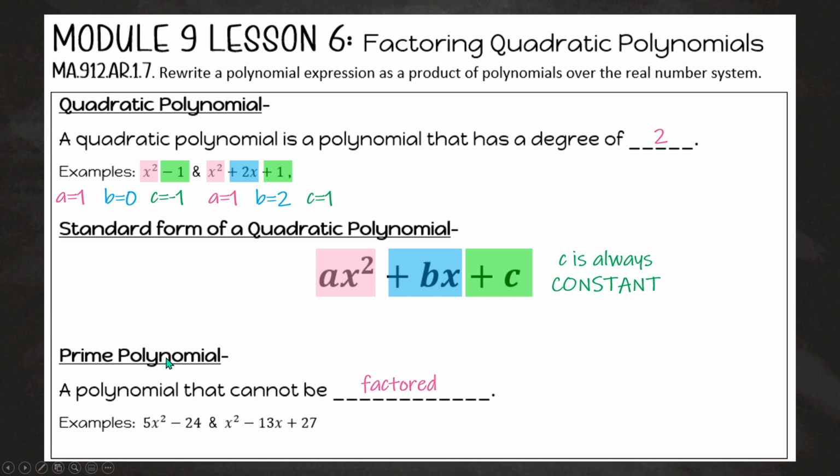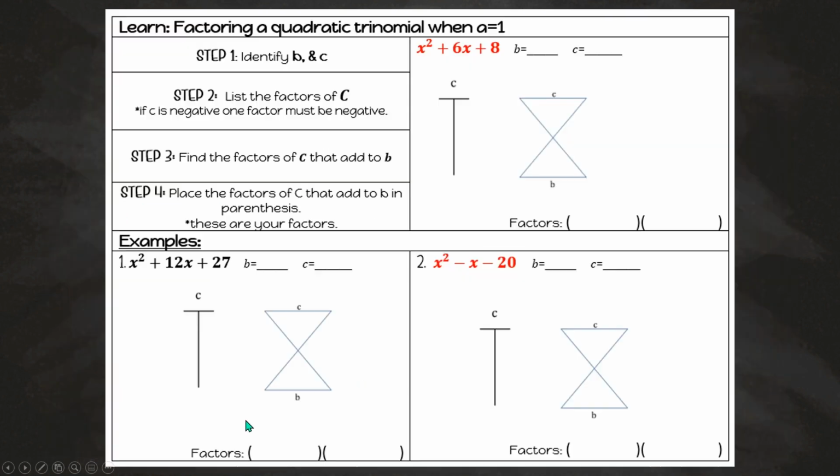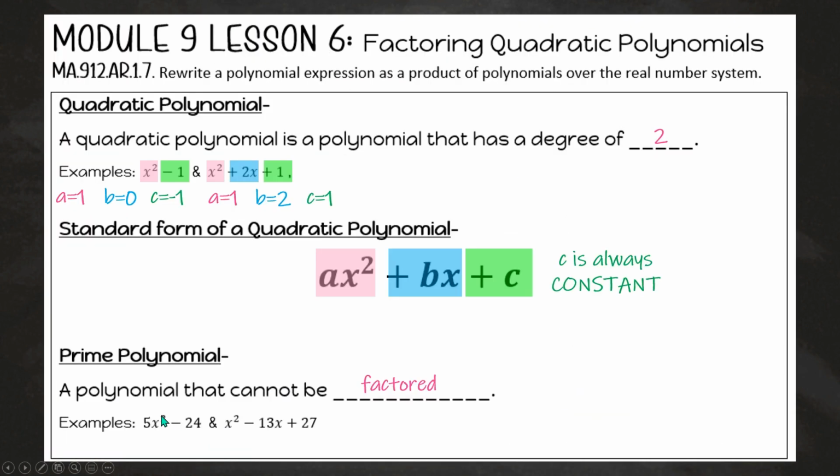So a prime polynomial is a polynomial that cannot be factored. And there will be times that you'll have a polynomial that cannot be factored. An example of a prime polynomial is 5x squared minus 24. There's nothing we can factor out. There's not a GCF, and these are not perfect squares, so there's nothing that can be factored.